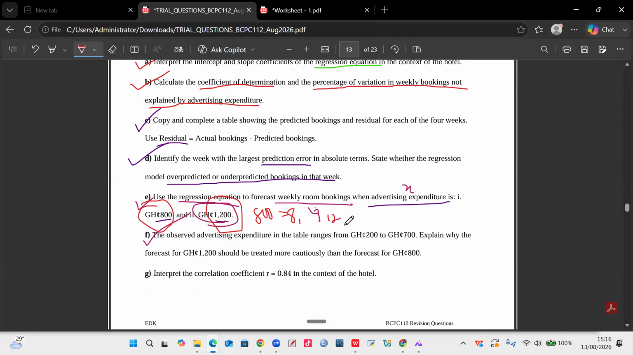1,200 is the same as what? 12, right? That 8 and 12, are they in the range? No, it's up to 7. Meanwhile, the model was got by using this range 2 to 7, 200 to 700. It says explain why the forecast of 1,200 should be treated more cautiously than the forecast of 800. So we've been asked to predict 8 and 12, which are both outside the range. But why should we be careful with the 1,200 compared to the 800?